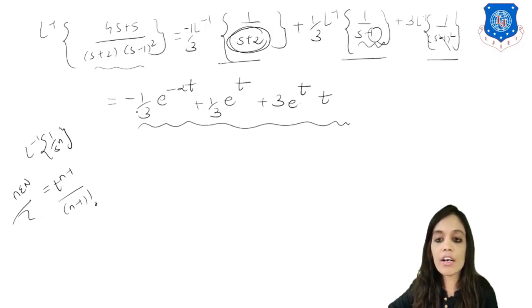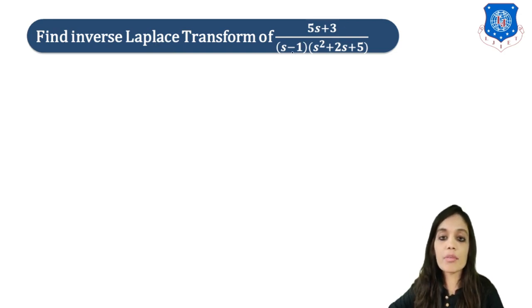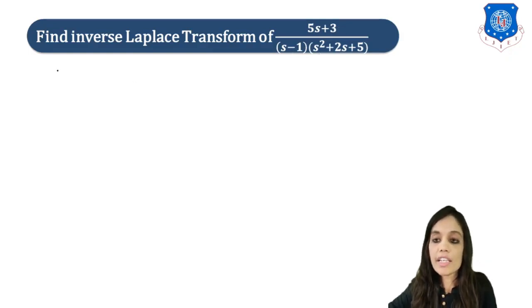Okay. Now let us move on to our last example, that is we have to find inverse Laplace transform of (5s plus 3) upon (s minus 1) into (s square plus 2s plus 5). Okay. So let us start solving it. So (5s plus 3) upon (s minus 1) into (s square plus 2s plus 5) is given.